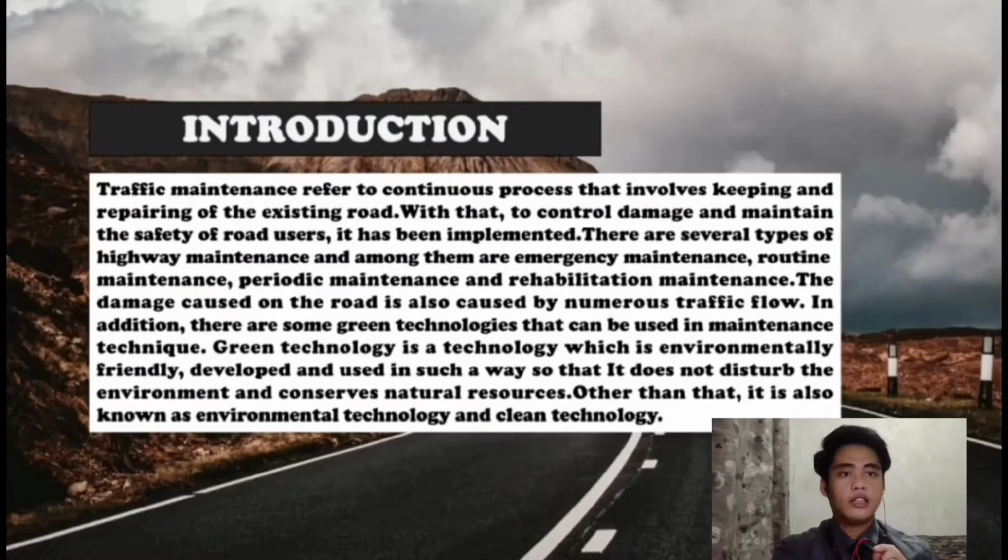In addition, there are some green technologies that can be used in a maintenance technique. Green technology is a technology which is environmentally friendly, developed and used in such a way so that it does not disturb the environment and conserves natural resources. Other than that, it is also known as environmental technology and clean technology.